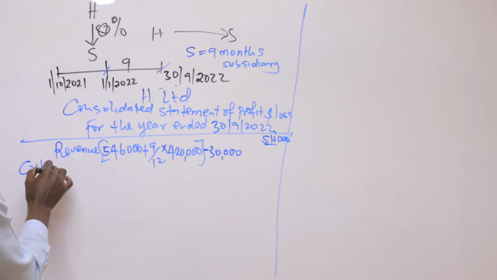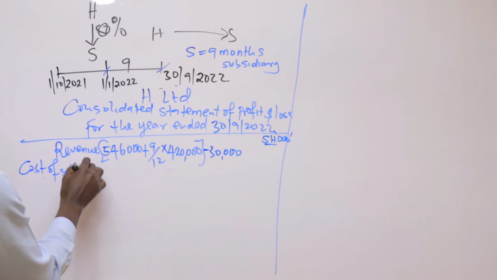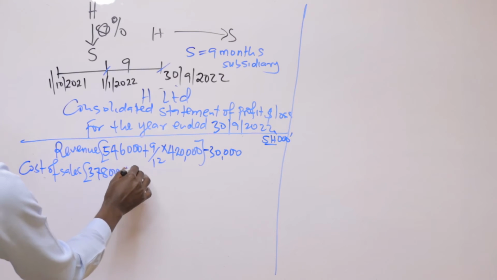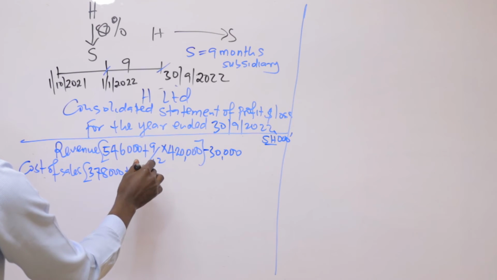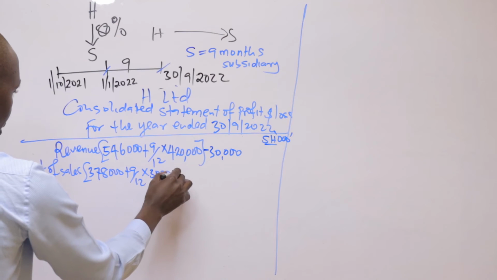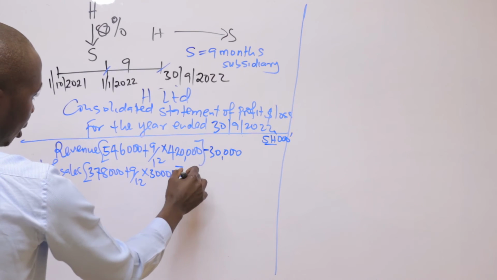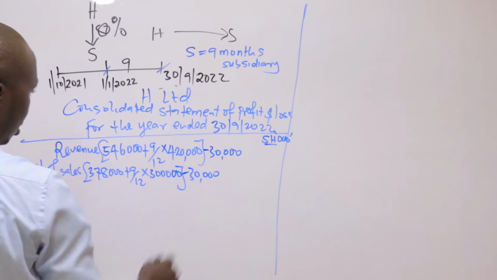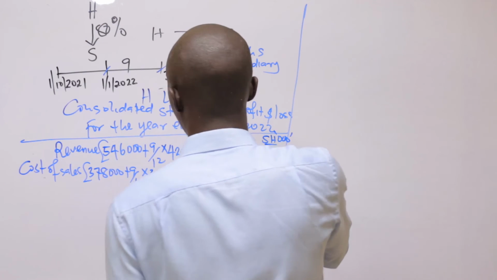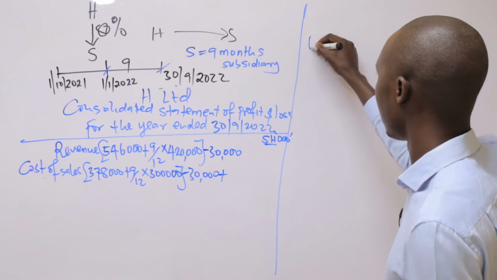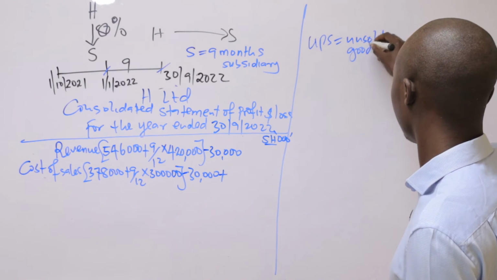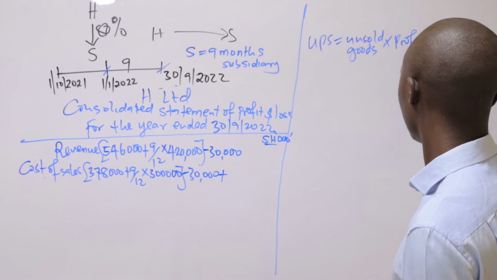So we go to the cost of sales. So for the cost of sales, we talk about parent plus subsidiary, this 300,000. So we minus the intergroup sales, and we add the UPS. Intergroup sales is the same one we minus under the revenue. So we add the UPS. UPS is all about unsold goods times profit margin.